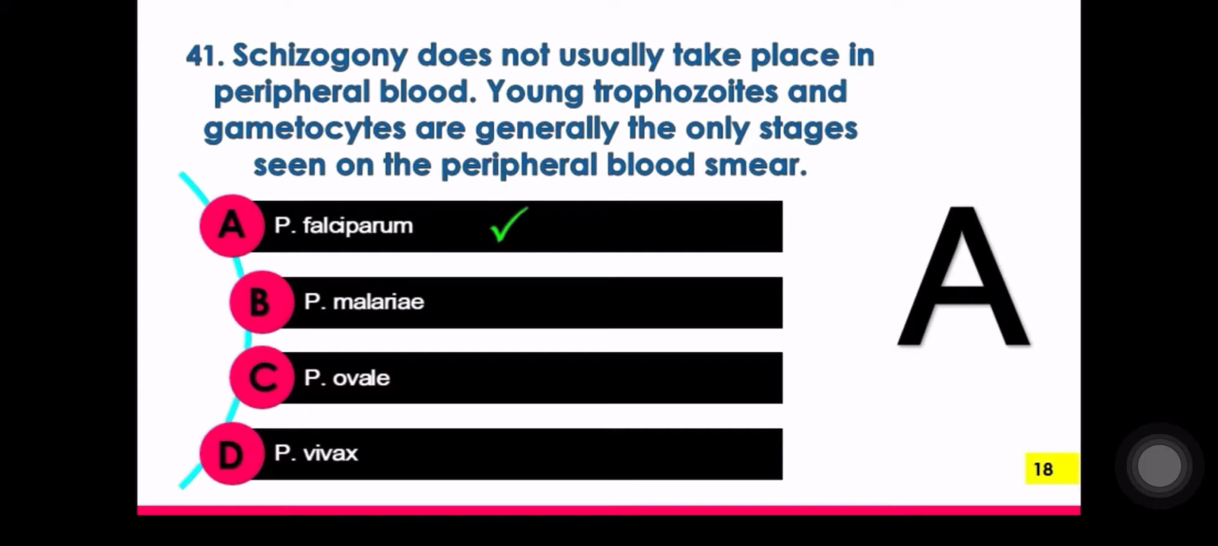Remember, for all Plasmodium species, so that includes P. ovale, P. malariae, and P. vivax, all stages can be found in the peripheral blood, except for P. falciparum. The P. falciparum stages present in the peripheral blood are the ring forms and banana-shaped gametocytes. Remember, P. falciparum has paroxysms of 48 hours.